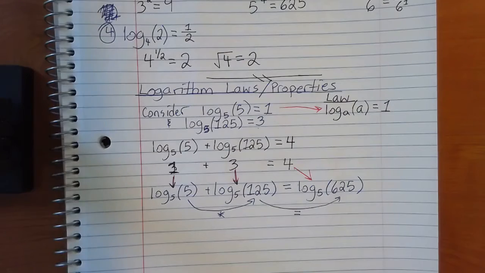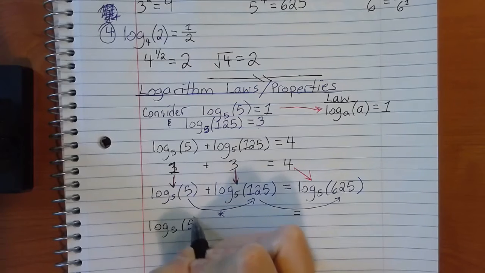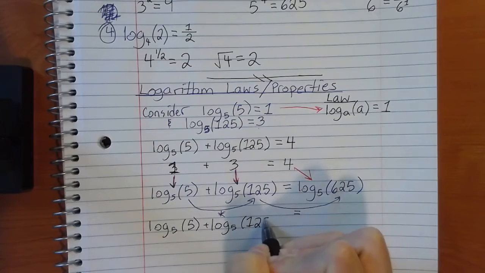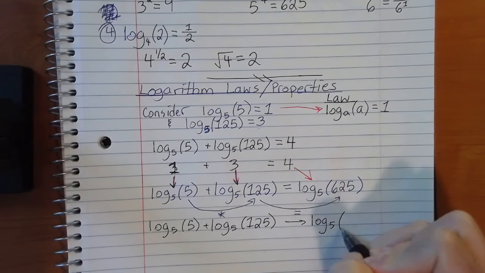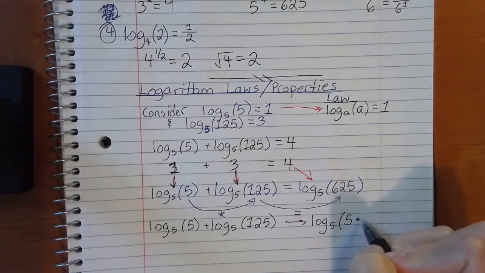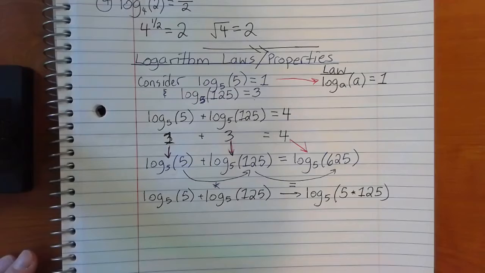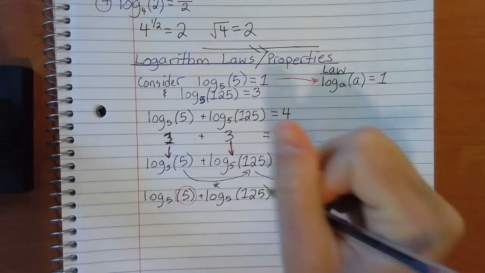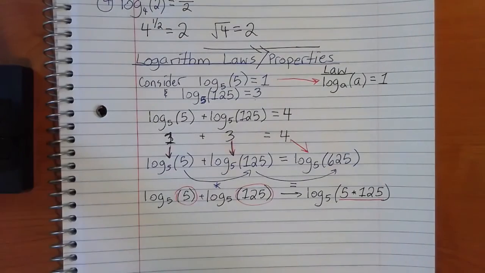And we could rewrite this same thing as log base 5 of 5 plus log base 5 of 125 would be the same thing as log base 5 of 5 times 125. We can even be more specific, and we could circle the 5 and circle the 125, and that ends up in one logarithm condensed together to the 5 times 125.